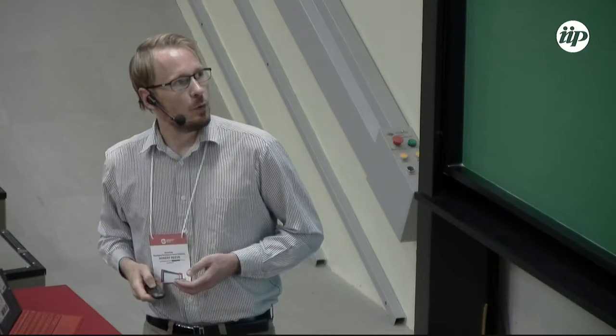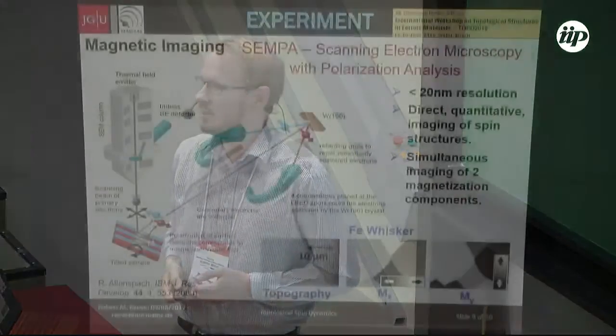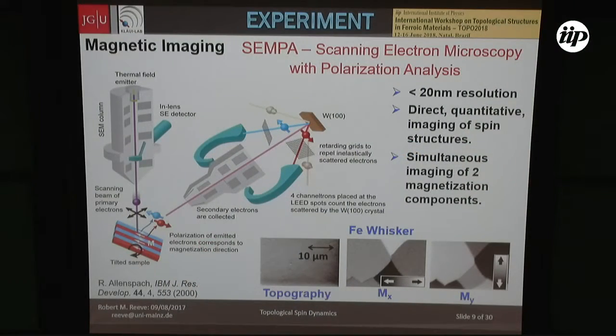So in our case, what we need is a high-resolution imaging technique in order to image this displacement. And we've used SEMPA, scanning electron microscopy with polarization analysis. So this is a lab-based technique that we have available. And being an electron microscopy technique, it has a very good spatial resolution of less than 20 nanometers. From the imaging, we simultaneously get 2 components of the magnetization and also an image of the topography. And by combining those, we can also get a full in-plane color map.